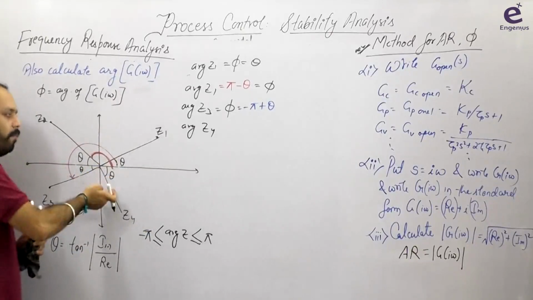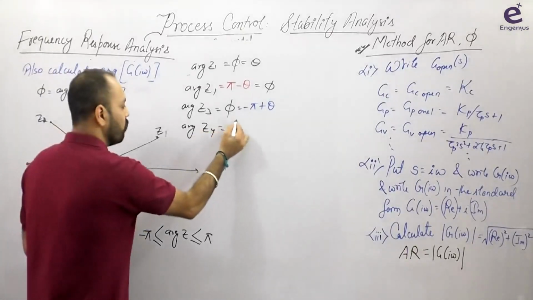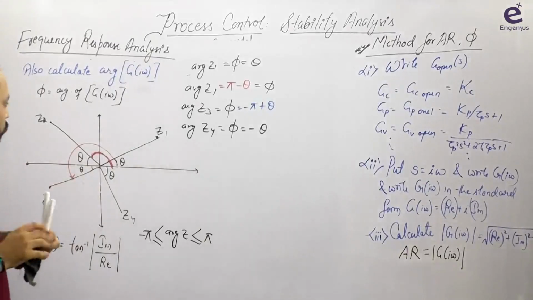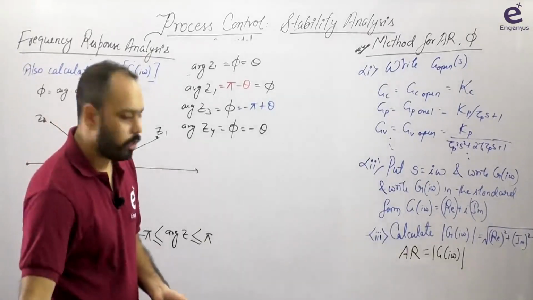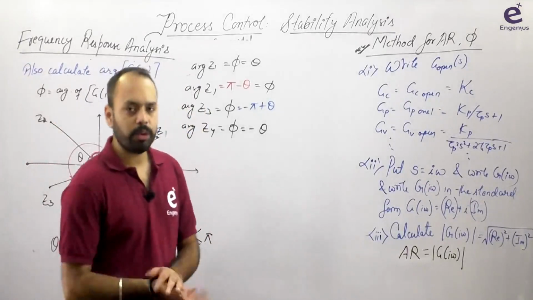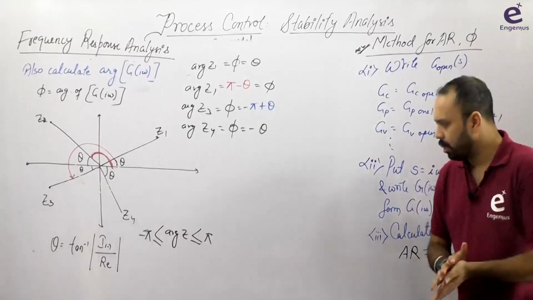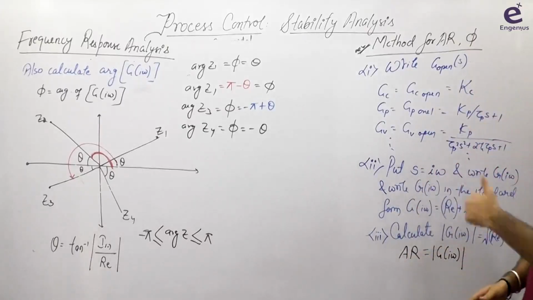Now what is this angle? Minus theta. Argument of Z4 is equal to phi, which is equal to minus theta. This is how you report the argument of a complex number. Now the thing is, when you write the amplitude, this modulus, the modulus will be equal to amplitude ratio. And when you write the argument, it will be equal to the phase angle.